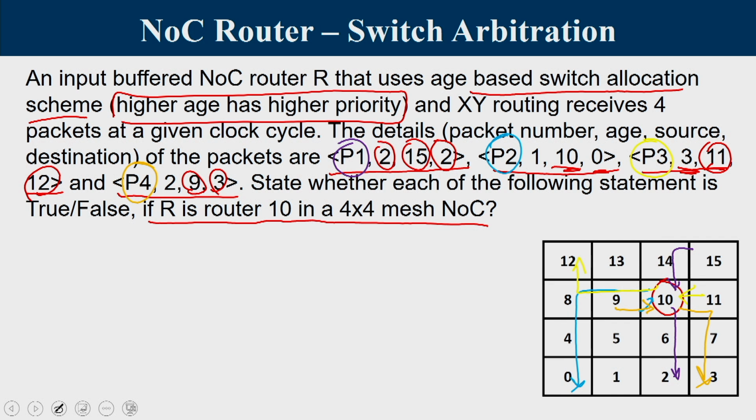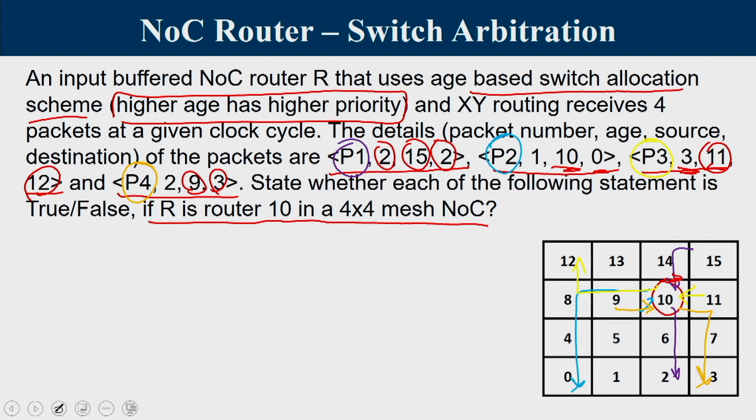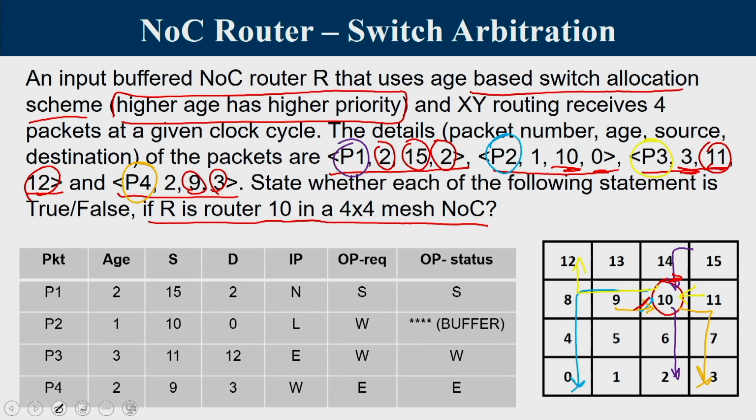Your P1 is entering router 10 through the north input port, as shown there. P2 is coming from the local input port and trying to go towards the western direction. P3 is coming from the east direction and trying to go west, and P4 is coming from 9, which is connected to the west. So, it is coming from the west input port and trying to move towards the east. Let us try to write all these.